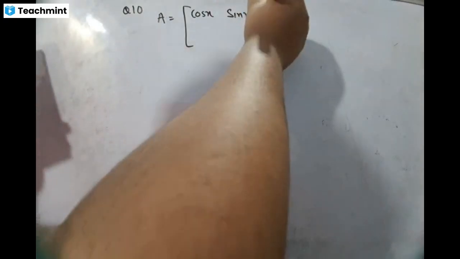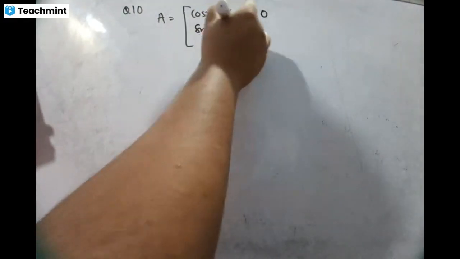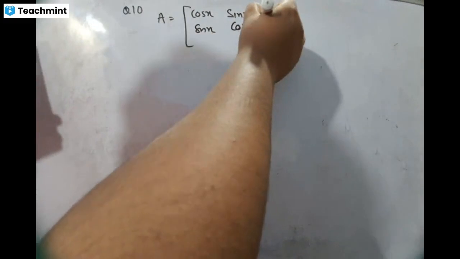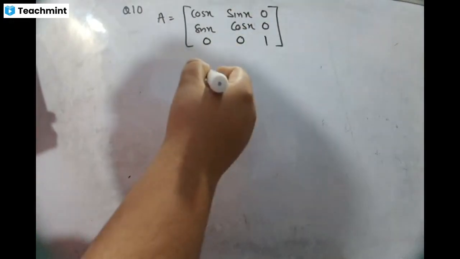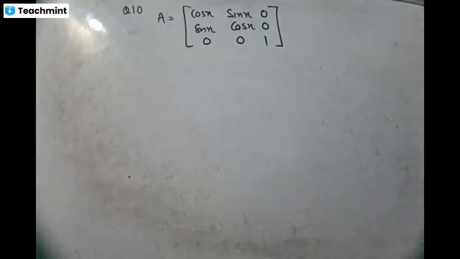Question number 9, I've already done this, I remember. Okay, so I'll do question number 10, similar type only. Question number 10 says: if A equal to cos x, sin x, 0, sin x, cos x, 0, 0, 0, 1 is a singular matrix, find the value of x.